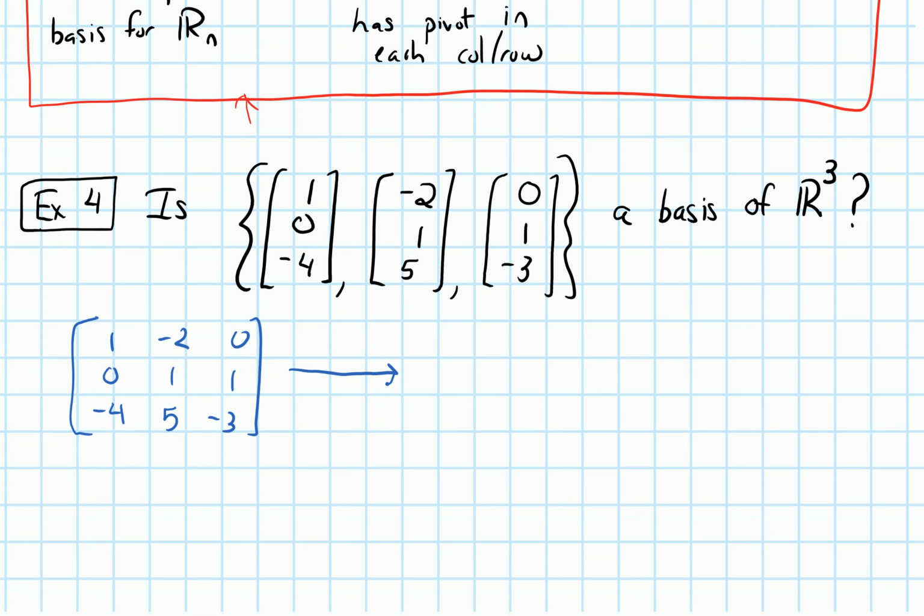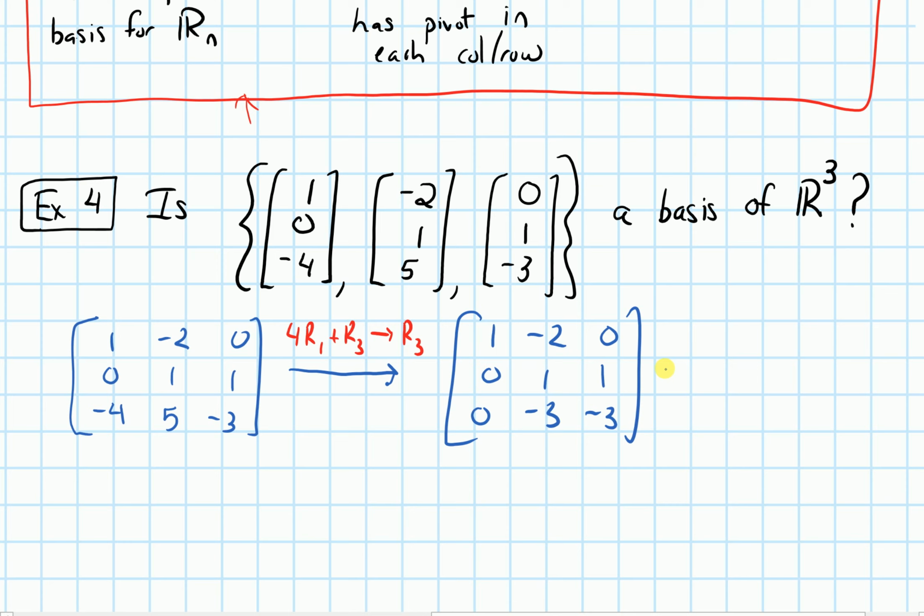Okay, so what would I do? I would do 4 times the first row and add that to the third row, and substitute into the third row. Doing this, the first row and the second row stay the same: 1, negative 2, 0, 0, 1, 1. But the third row changes. I'll get 0, and then negative 8 plus 5, which is negative 3. And then 0 added to negative 3 is still negative 3.